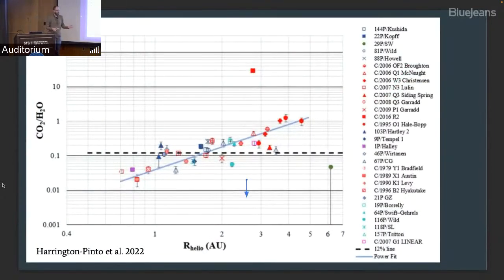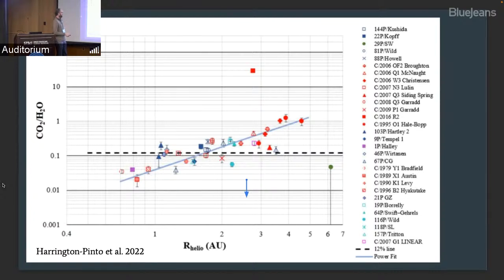So what does that mean in the cometary population? Well, this is a plot from a literature review of CO2 to water, and it also includes a discussion of carbon monoxide, but this is by Harrington Pinto et al. We're showing all the CO2 to water ratios measured in comets as a function of heliocentric distance. And there's a slope to this data that likely has something to do with how comets work and how volatile CO2 is. CO2 is a more volatile molecule, so it can be active at higher heliocentric distances. But exactly why that particular slope exists, I don't think that we really know just yet.